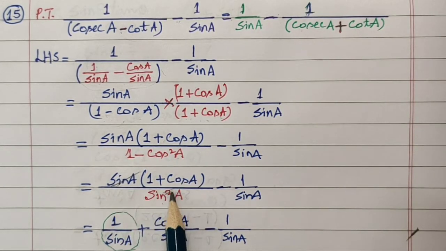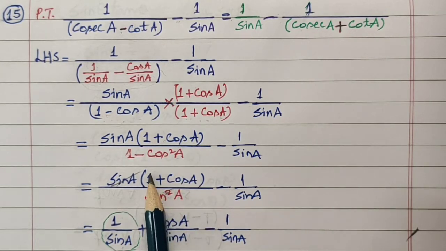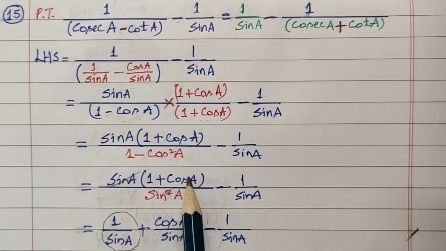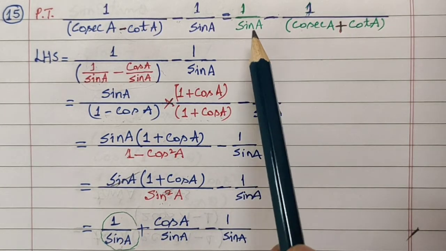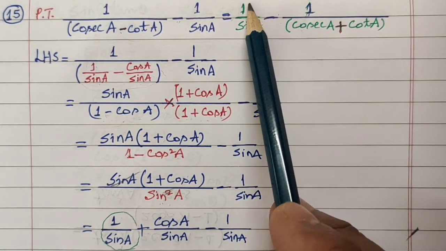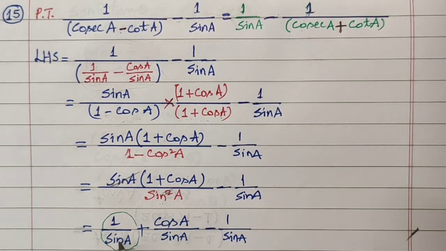One sin will get cancelled with one sin here. We are left with 1 plus cos A divided by sin A. So sin A belongs to both 1 and cos A: 1 divided by sin A and cos A divided by sin A. See, 1 divided by sin A is what we wanted in the right hand side. Afterwards we are not going to change this because we already got one part of the right hand side. Keep as it is.